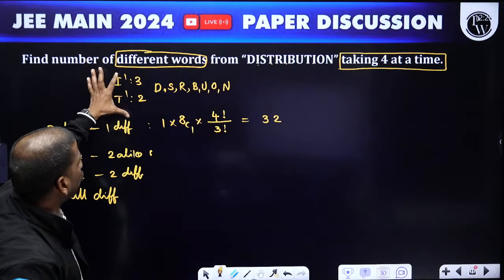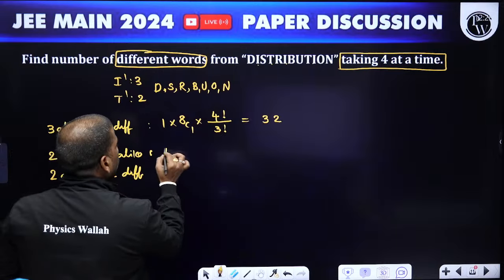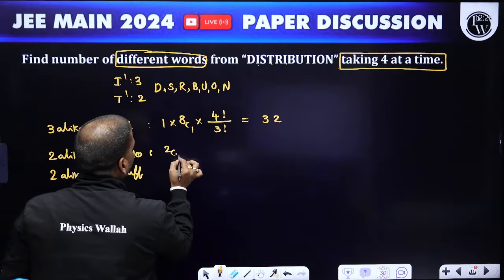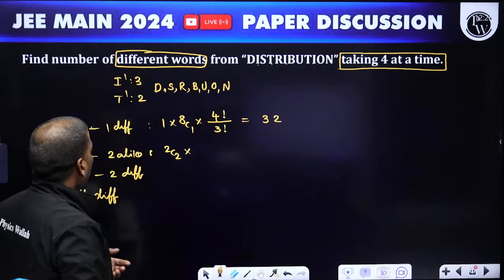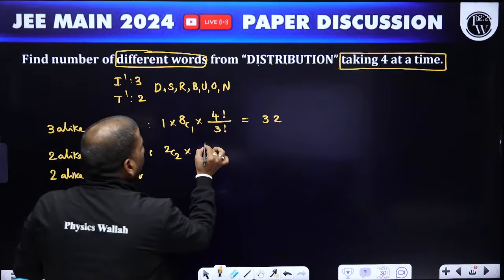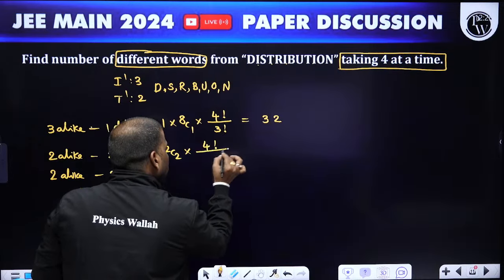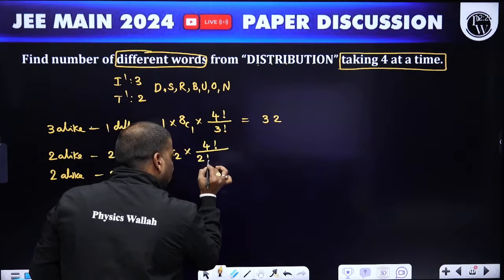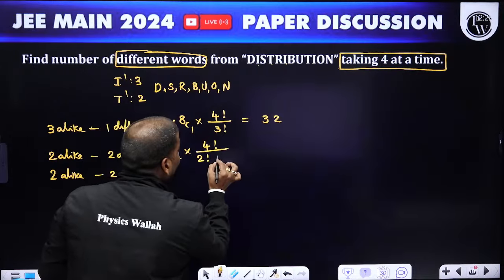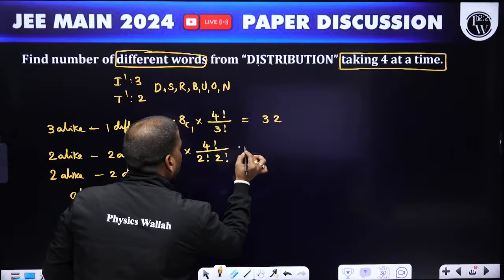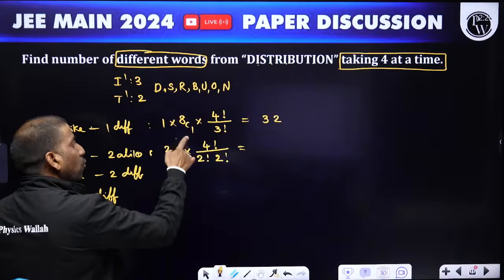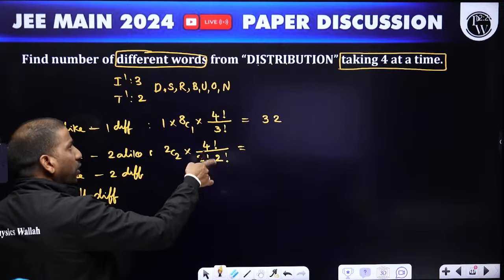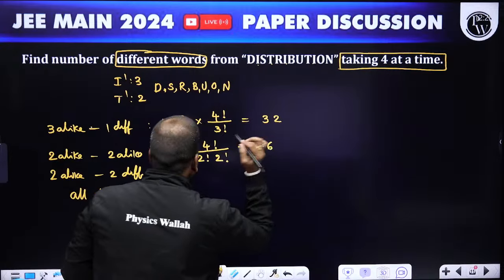Two alike means only two groups are there. We take both, so 2C2, that is what we will write. Next, we have 4 letters, 4 factorial, in which 2 are alike of one kind by 2 factorial, 2 are alike of another kind by 2 factorial. So 2C2 is 1, 4 factorial is 24, 24 by 4 will become 6.